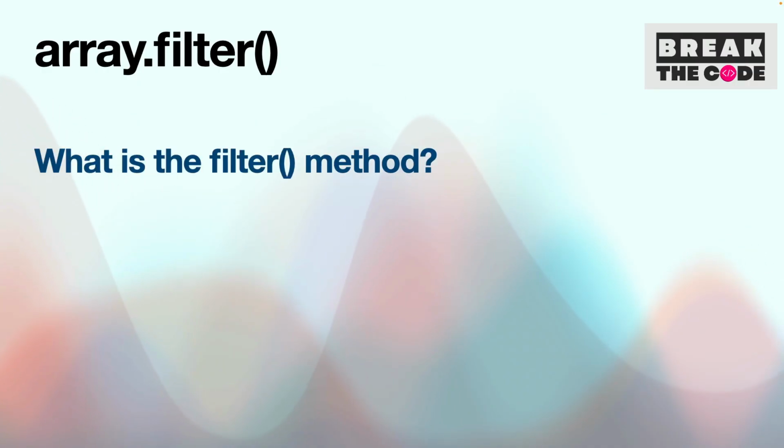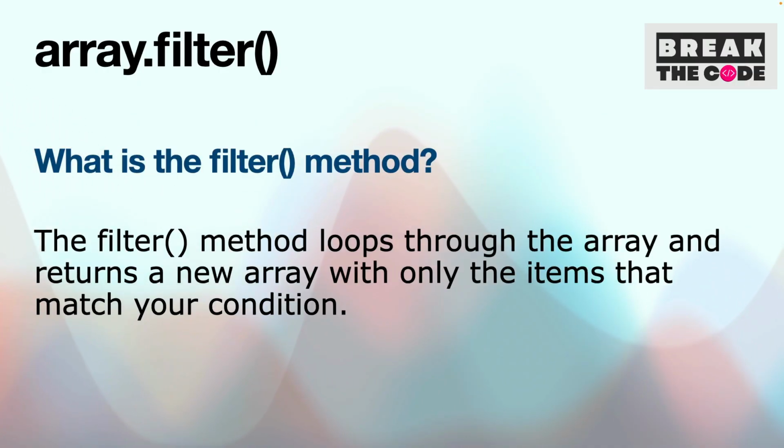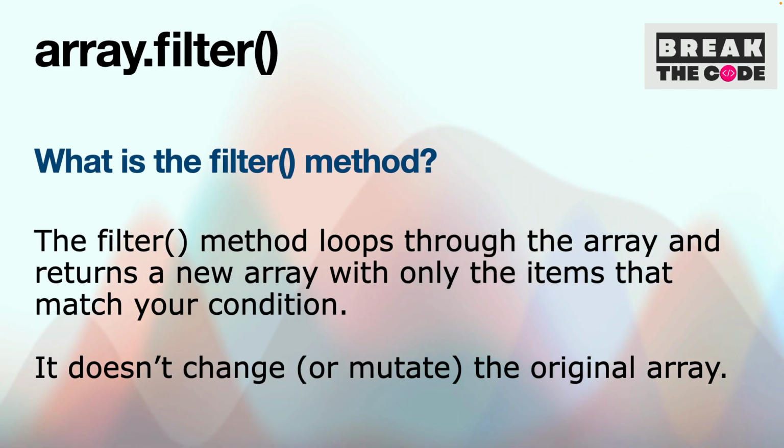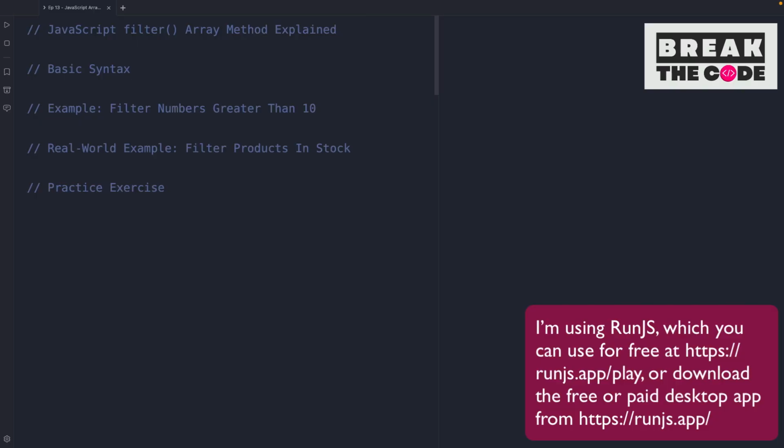So, what is the filter method? The filter method loops through the array and returns a new array with only the items that match your condition. It does not change or mutate the original array. So let's have a look at the basic syntax of the array filter method.